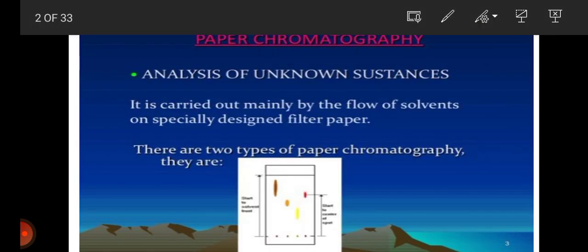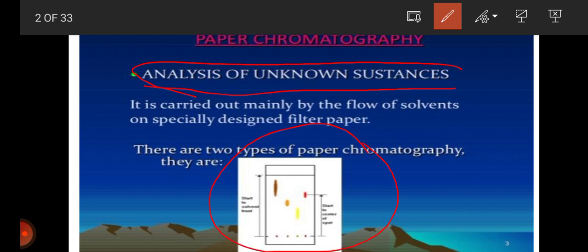Now let's come back to paper chromatography. What is the use of paper chromatography? We mainly use paper chromatography for the analysis of unknown substances. That means if you want to identify any unknown substance, it may be any amino acid, any glycoside, alkaloids, or any drug substance, you can identify it by using paper chromatography.